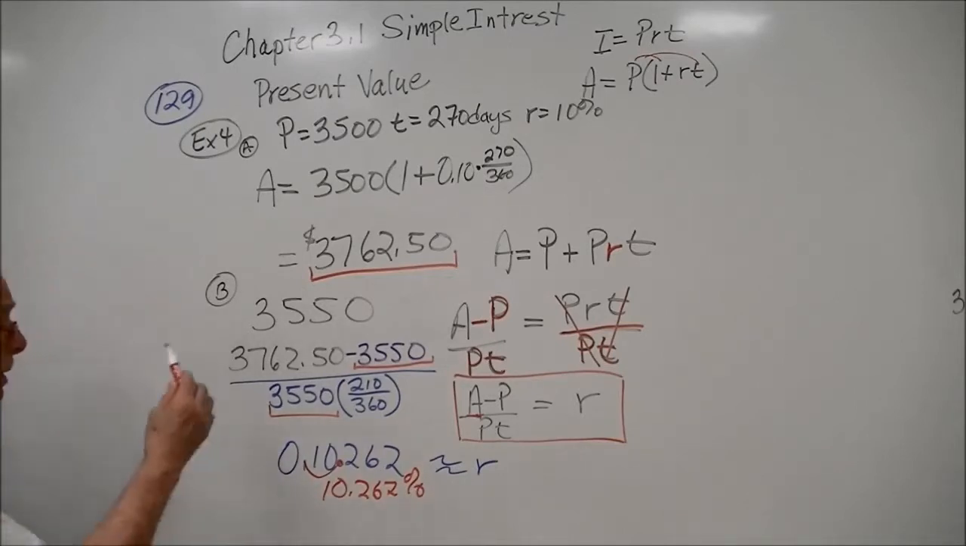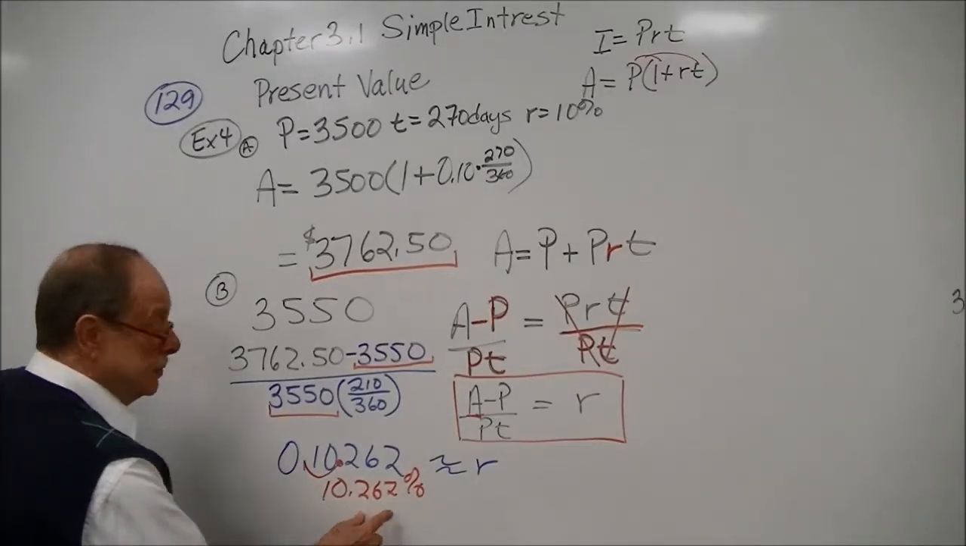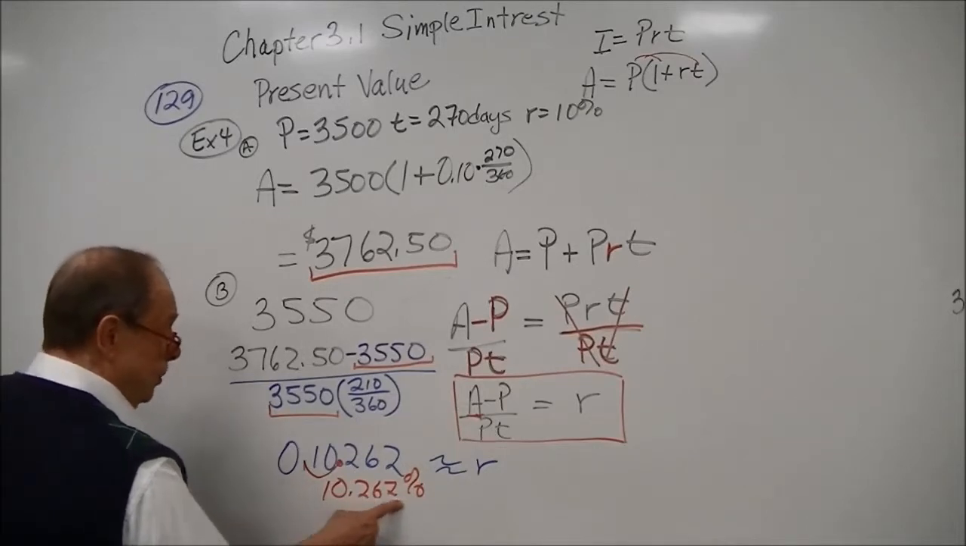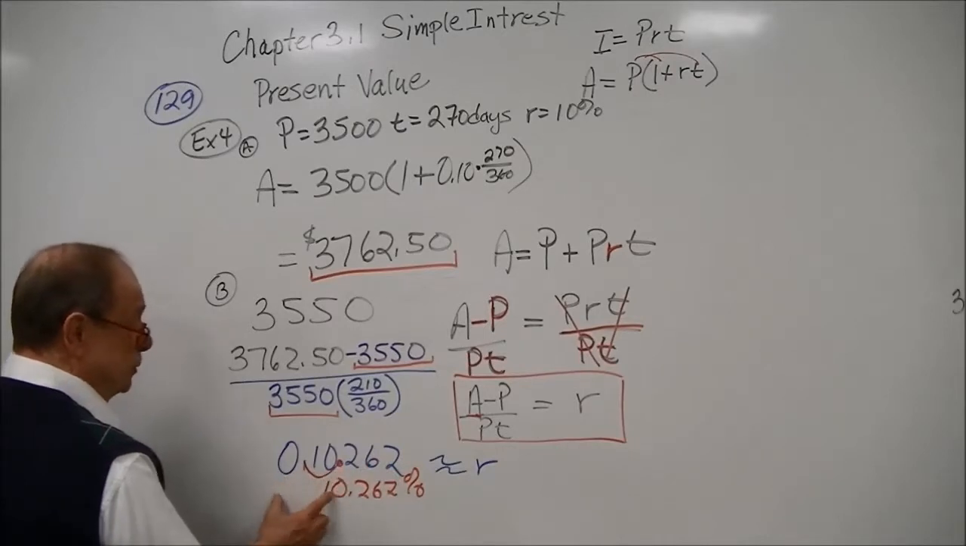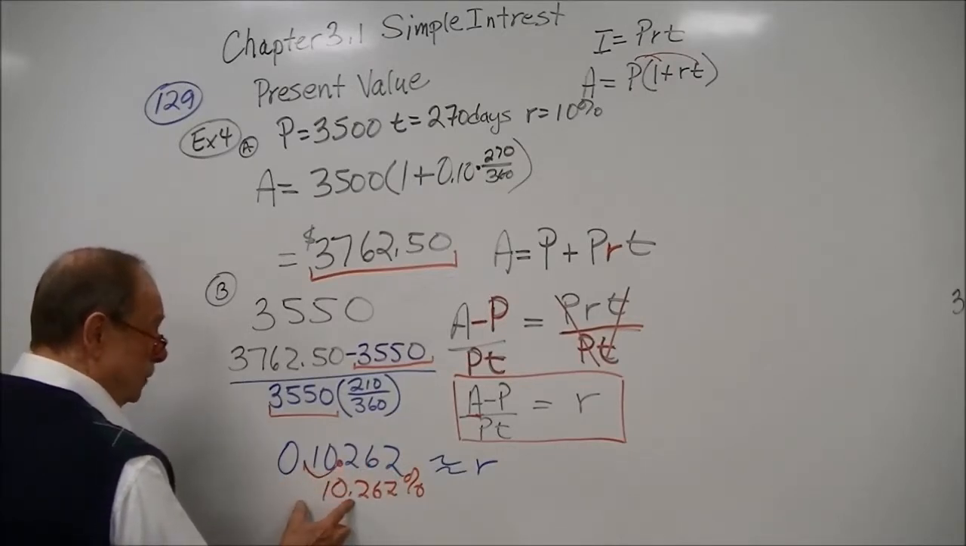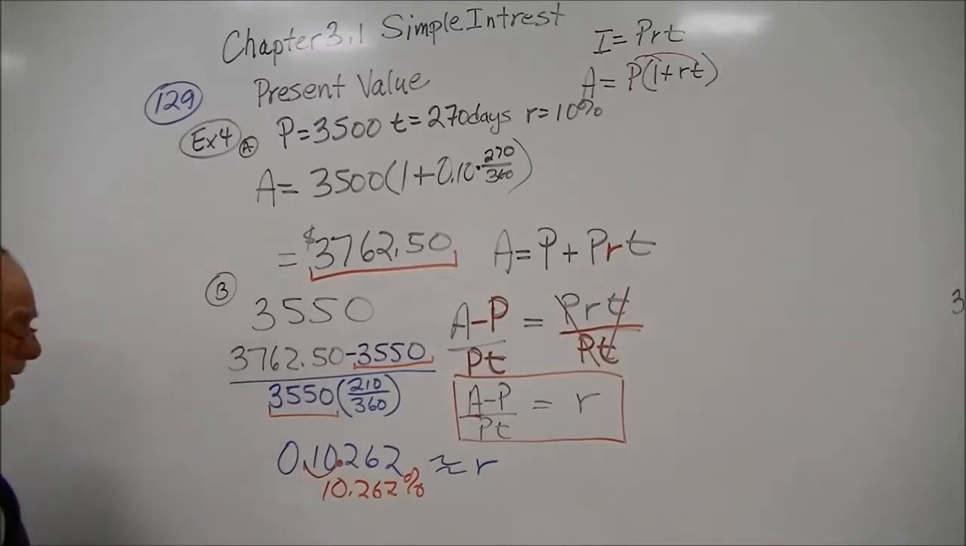This becomes 10.262%. And as you do the calculating in chapter 3, they'll often want you to do something to 3 decimal points. So here we ended up with 5, but to change it to a percent, we had to move it over 2. That gave us our 2 decimal points. And math is critical, so before you round off, keep your decimals, and then at the end, do your rounding off.